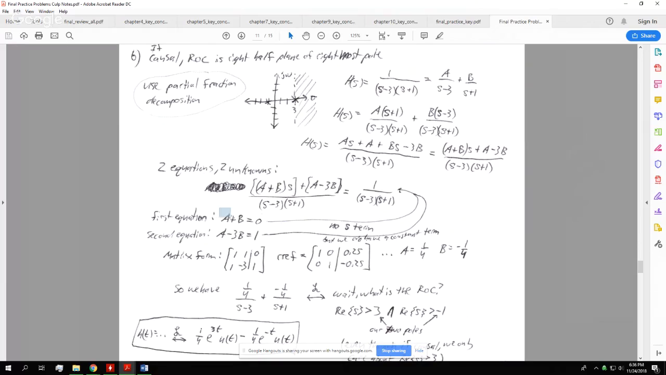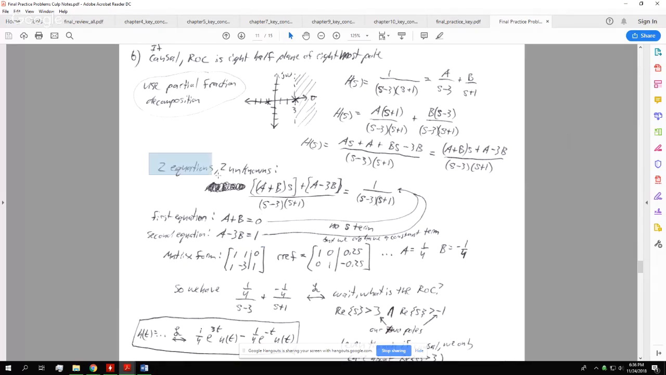So let's see. I have A plus B equals 0, because I have no S term here. There's no S term to be seen. Therefore, if this entire thing is equal to 1, this whole quantity must equal 0. Therefore, A plus B equals 0. And same thing here. If this whole quantity equals 1, and we've already determined that the first half equals 0, then the rest of it must equal 1. And that's our second equation. So A minus 3B equals 1.